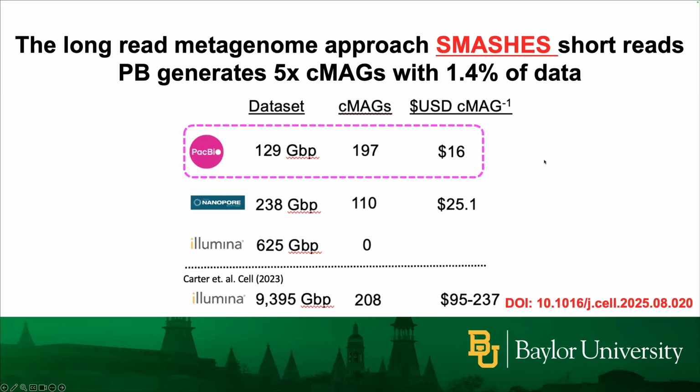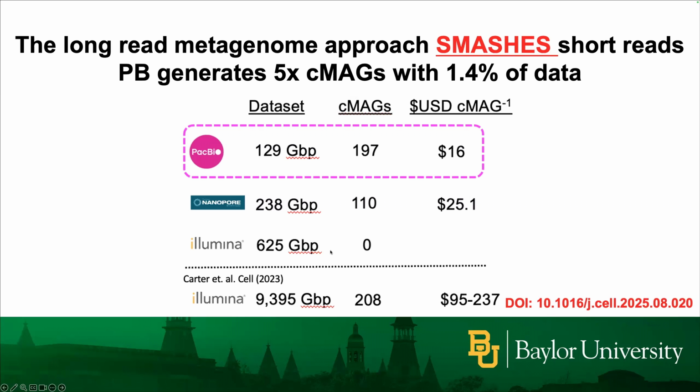And then, of course, when we compare this and put a dollar amount on it, I basically calculated all of the costs up until this point. This included DNA extraction, library prep, and sequencing costs, and I looked at the total amount of data input and then the total number of MAGs or complete MAGs. We can come up with a dollar amount, and you can see again that the long read approaches are almost an order of magnitude cheaper than short read approaches.